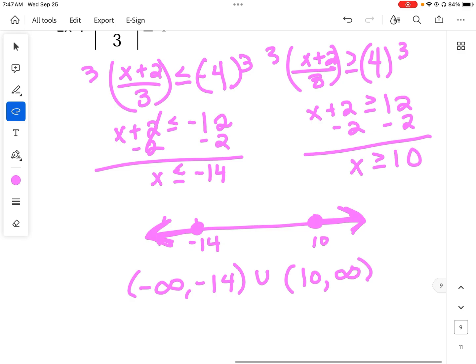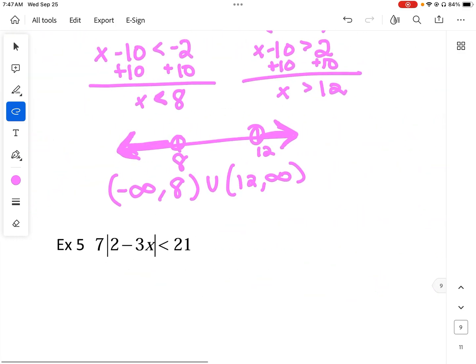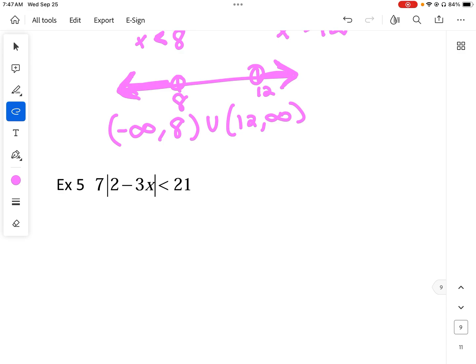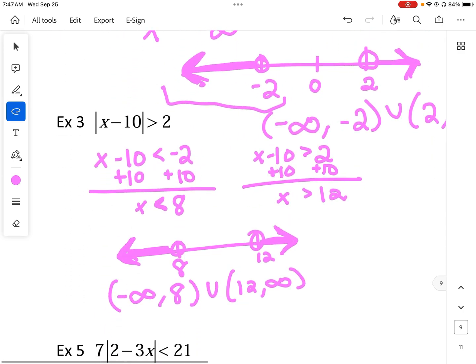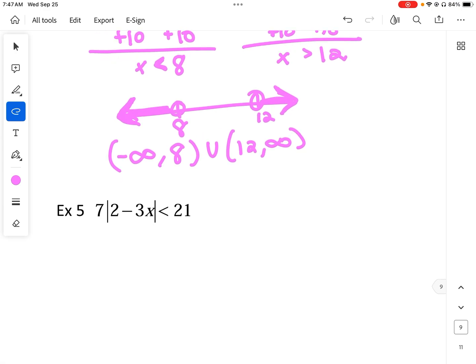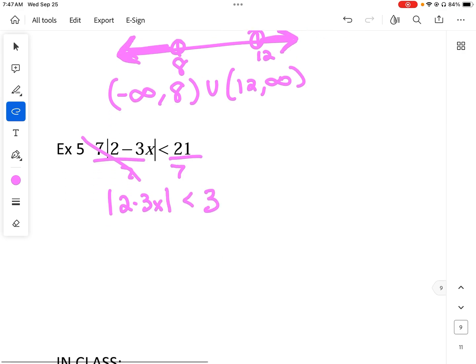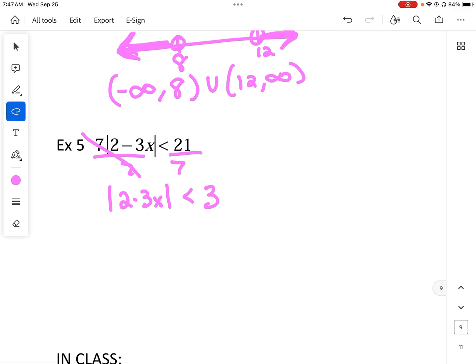Okay, we have one more. This is a less than symbol. But before we even begin, like on all the other ones, we had the absolute value all alone on the left side. This one, we don't have the absolute value all alone, so we have to get it alone before we start doing our compound inequality. So this is absolute value of 2 minus 3x is less than 3. Okay, now it's in the right format where we can go ahead and do our compound inequality.